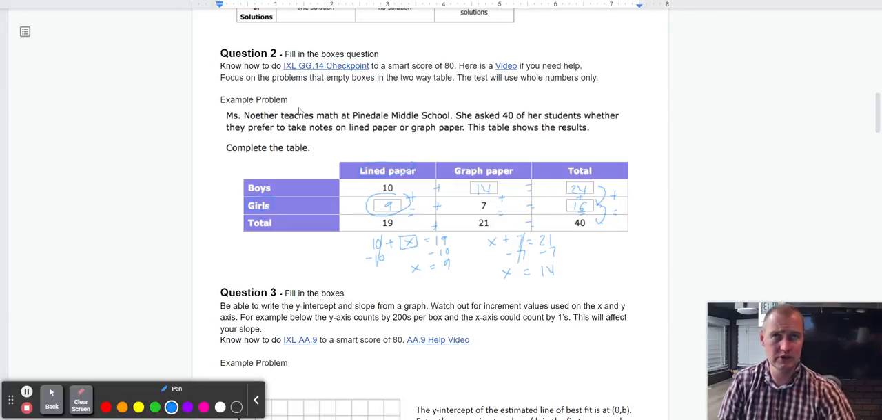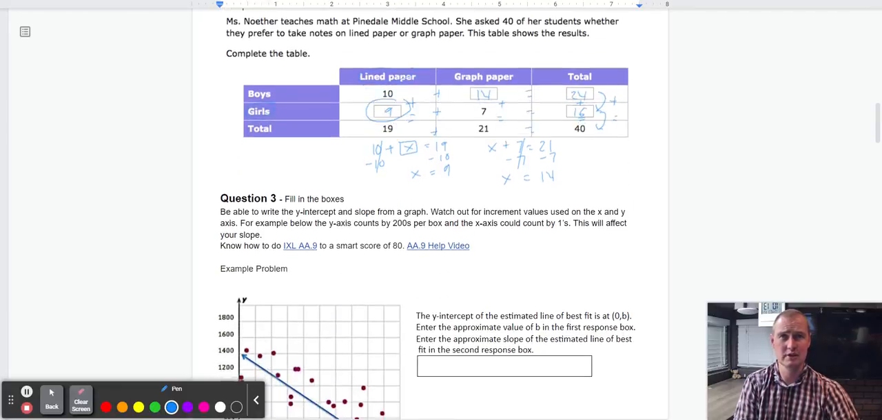So for question number 2 in your test, if you can fill out a two-way frequency table just like I did here with the missing boxes, you're good to go. That's what that question is looking for. Feel free to pause the video if you need more time on it, or rewind accordingly. Otherwise, go on to question number 3.